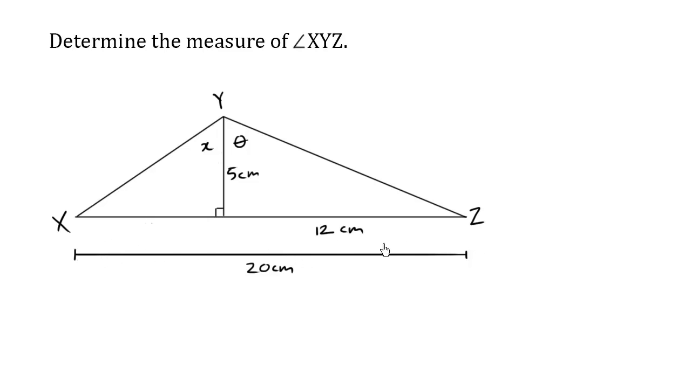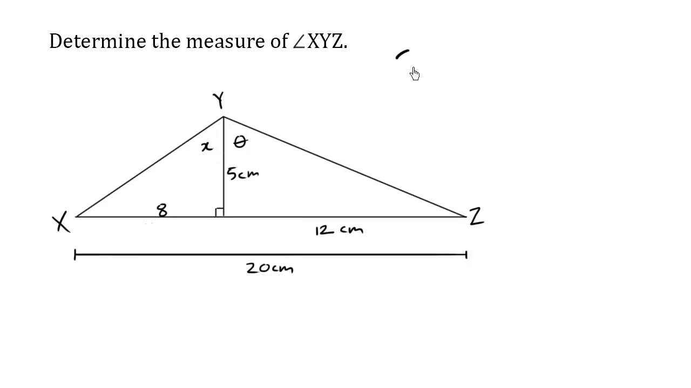The whole distance minus this distance is equal to this length here. So this length from here to here is going to be 20 minus 12. 20 minus 12 is 8. So we have 8 over here. So now we have 8 centimeters, 5 centimeters. We have the opposite and we have the adjacent.